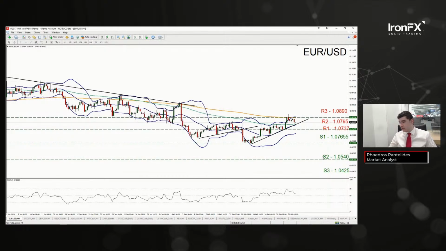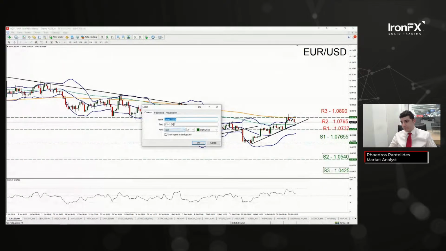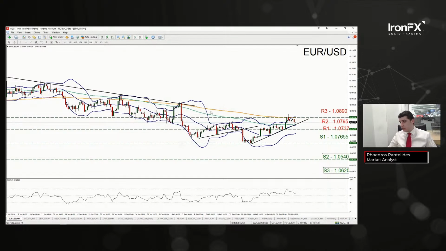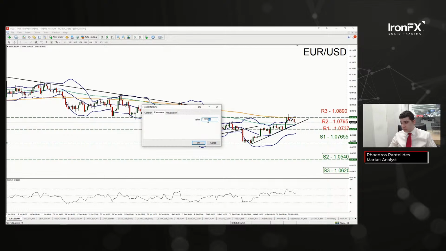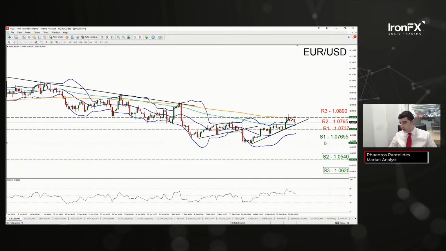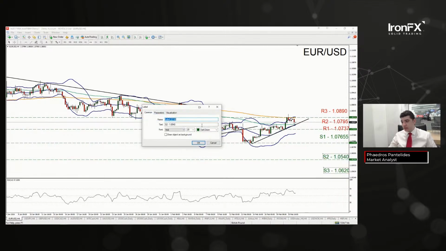1.0620. That's S3, not R3. So 1.0620, that's S3. S2 we've said is 1.07. And then we already have S1. We're going to be looking at resistance.